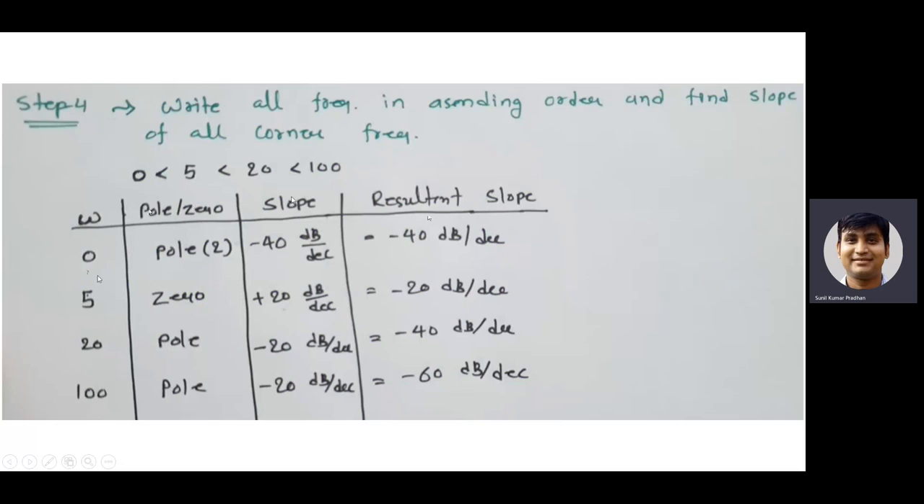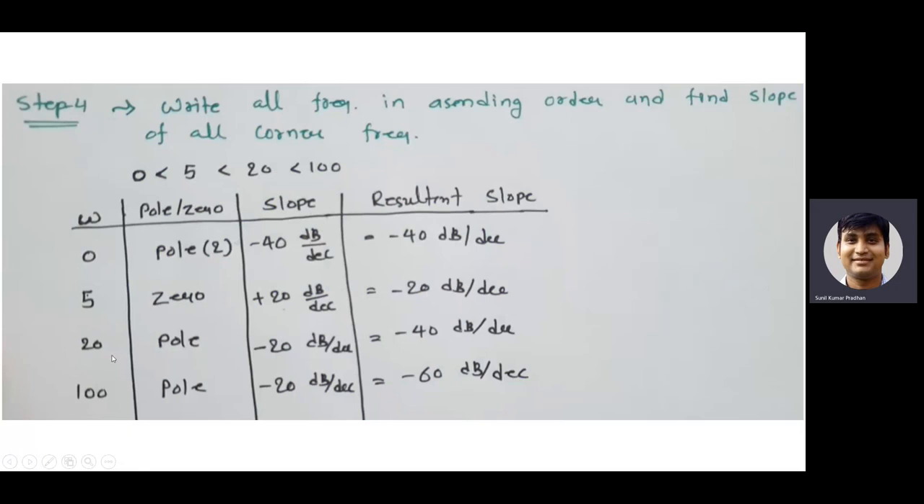As you can see here, at omega equal to zero there are two poles, which is why it is written here as two poles. With two poles, the slope is minus 40 dB per decade, so the resultant slope is minus 40 dB per decade. Then omega is equal to 5. At the next corner frequency, your zero is located, so the slope is plus 20 dB per decade. What is your resultant slope? Minus 40 plus 20 is minus 20 dB per decade.